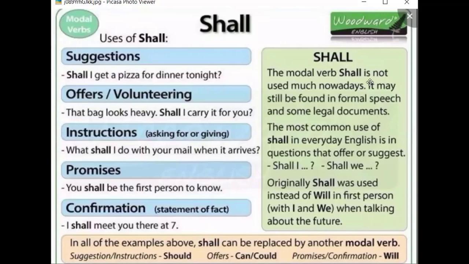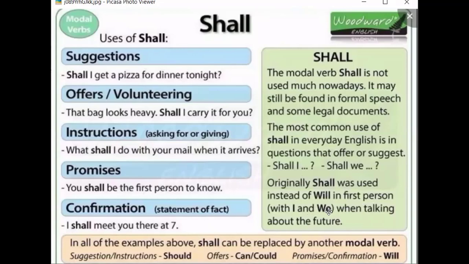Now, if you have read any grammar book of any Sindhi author who has written a book about English grammar, then they would still focus on this. But originally shall was, remember this, originally shall was used instead of will in first person, I and we. So those people still follow this rule. They say use shall with I and we.